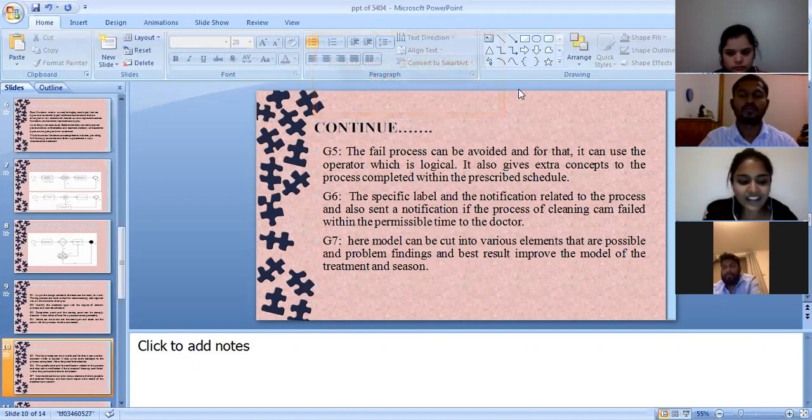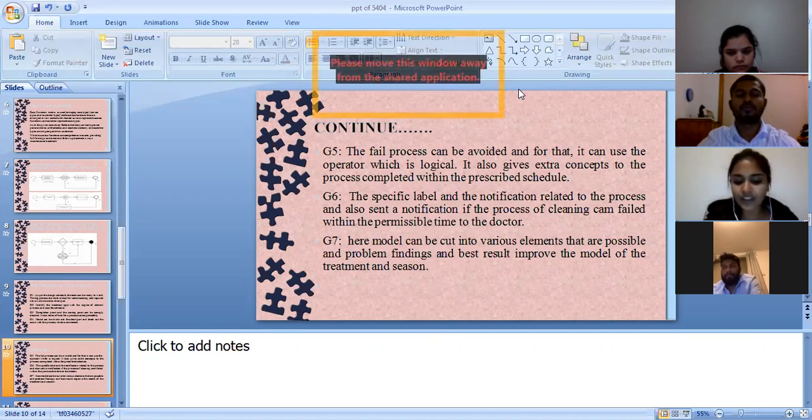The seventh guideline, which is directly related to the first one, is to decompose the model if it has more than 50 elements. If it's still too big, we will again decompose the process so that we get the best result and improve our model.